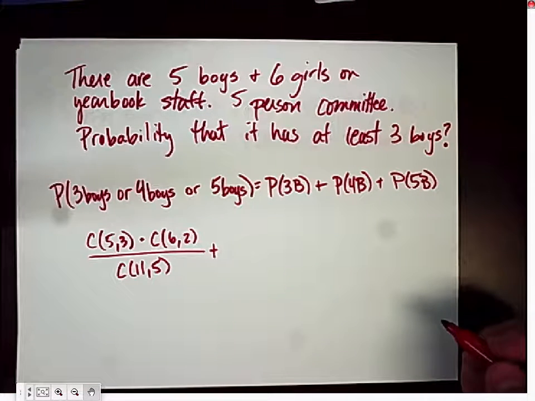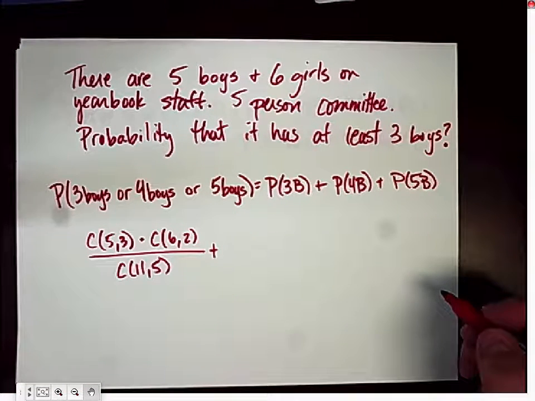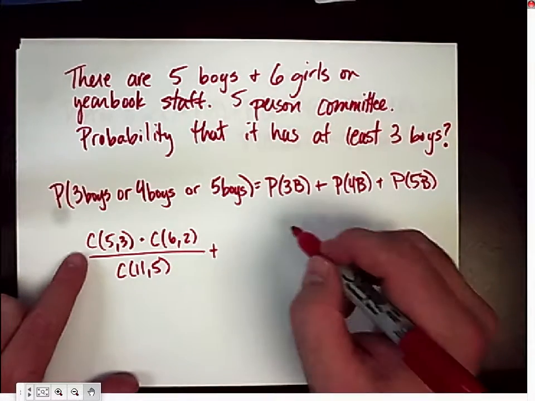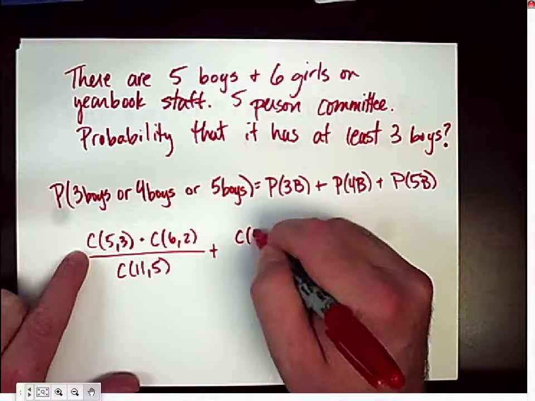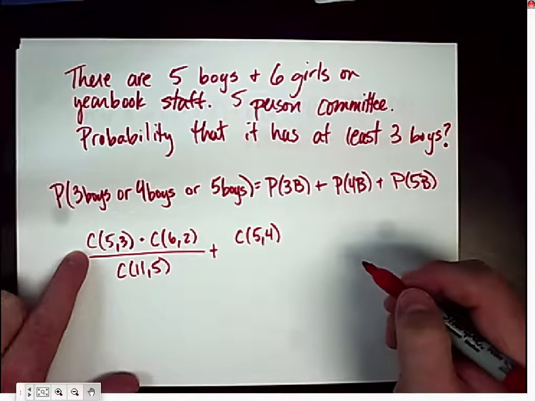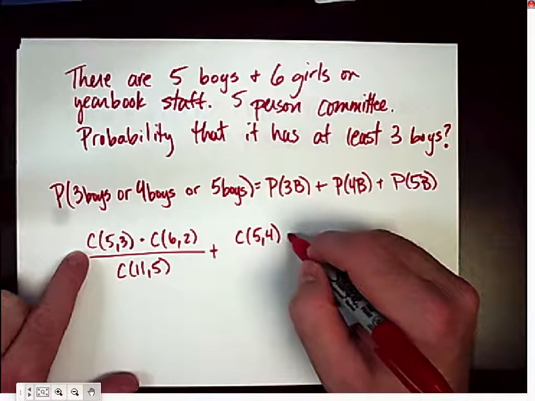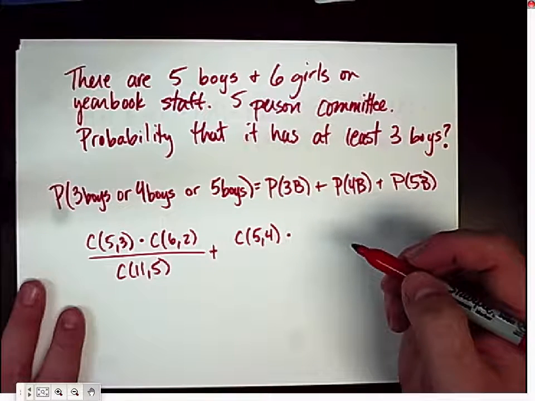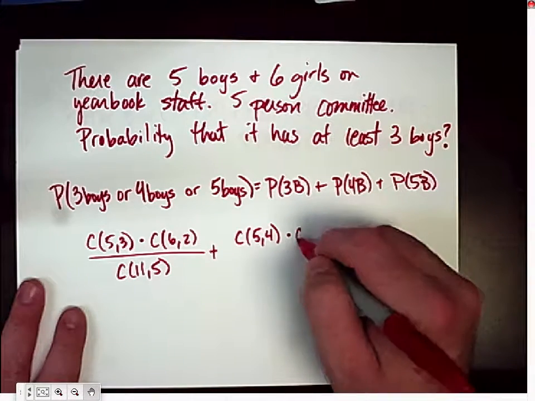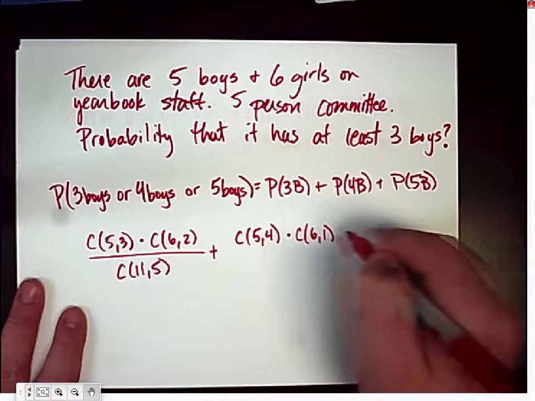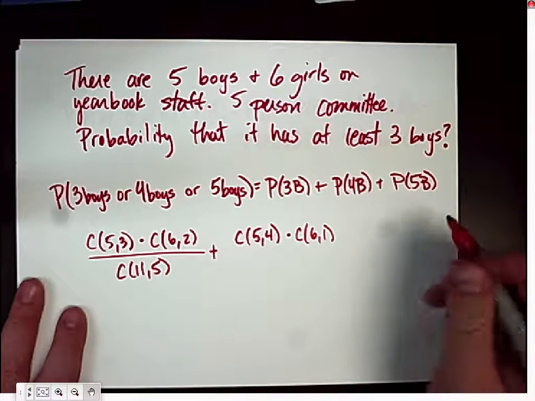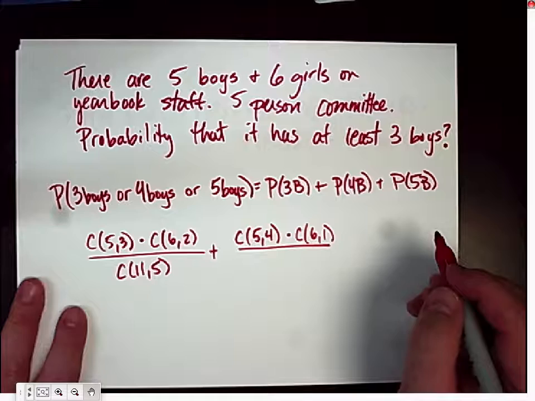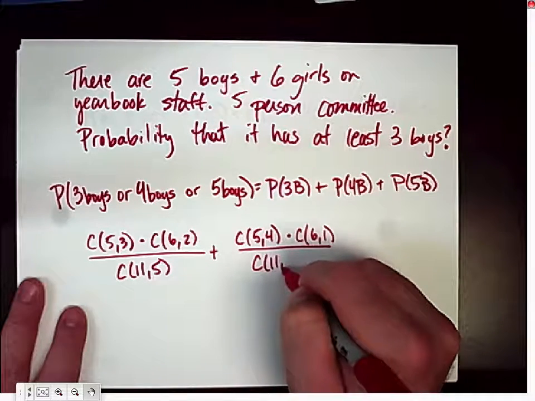Plus, what's the probability that it's 4 boys? Well, that's going to be the combination of 5 choose 4, right? Times, well, if we've got 4 boys, we're just going to pick 1 girl, right? Combination of 6 choose 1 over combination of 11 choose 5.